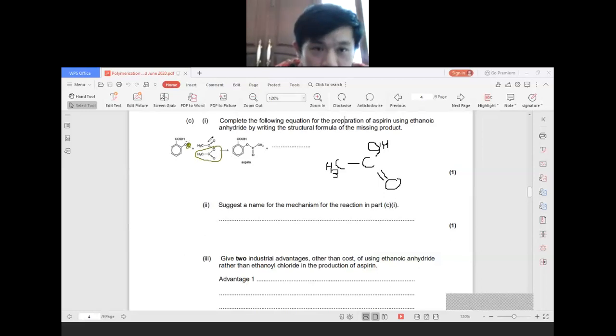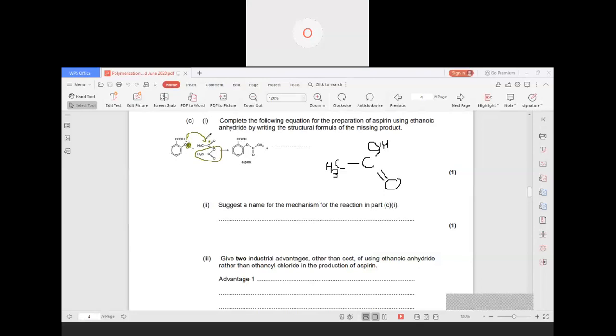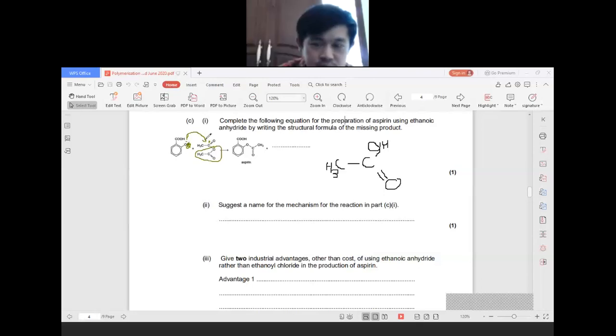The electron of carbon is given to oxygen, and this one becomes positive, and then the electron on the O goes from here to here, so it combines. I get it now. So nucleophilic addition, substitution, right?